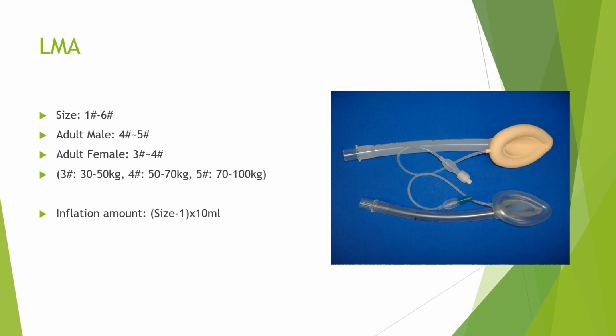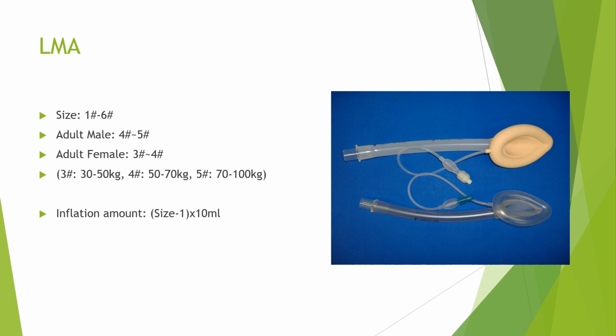The size is from 1 to 6. For adult males, the size is around 4 to 5, and for females around 3 to 4. Size 3 is for a body weight of about 30 to 50 kilograms. Number 4 is for 50 to 70 kilograms. And number 5 is for 70 to 100 kilograms.